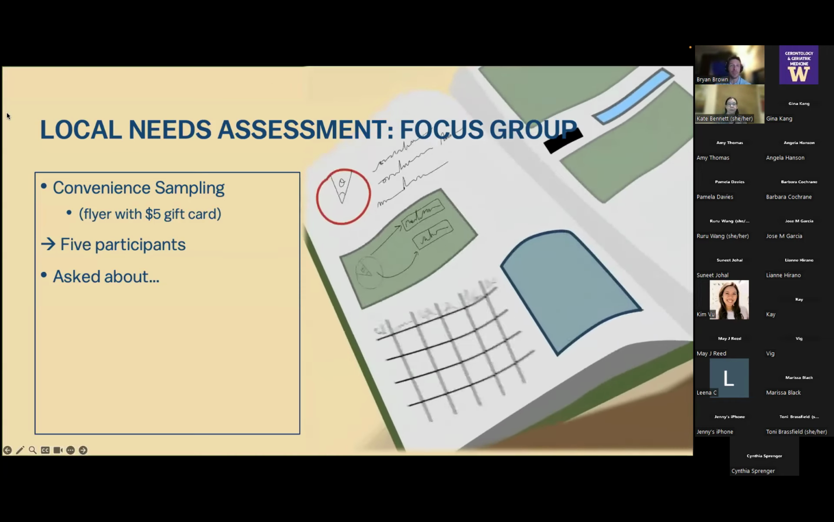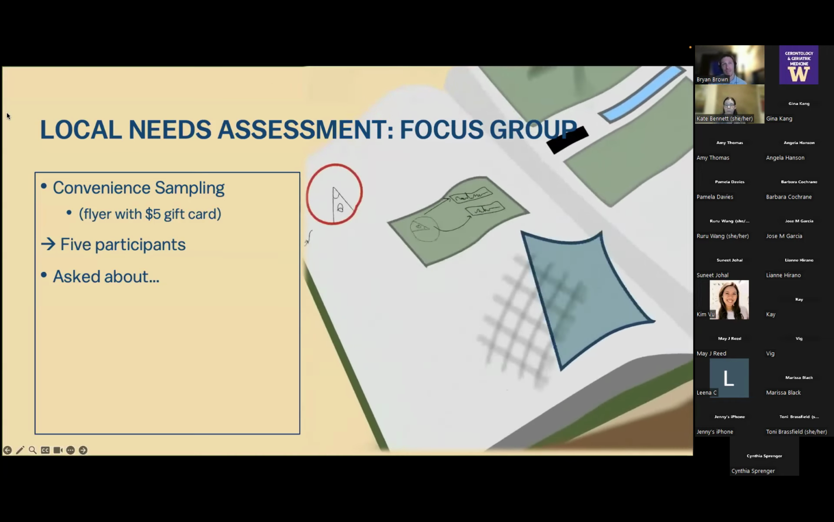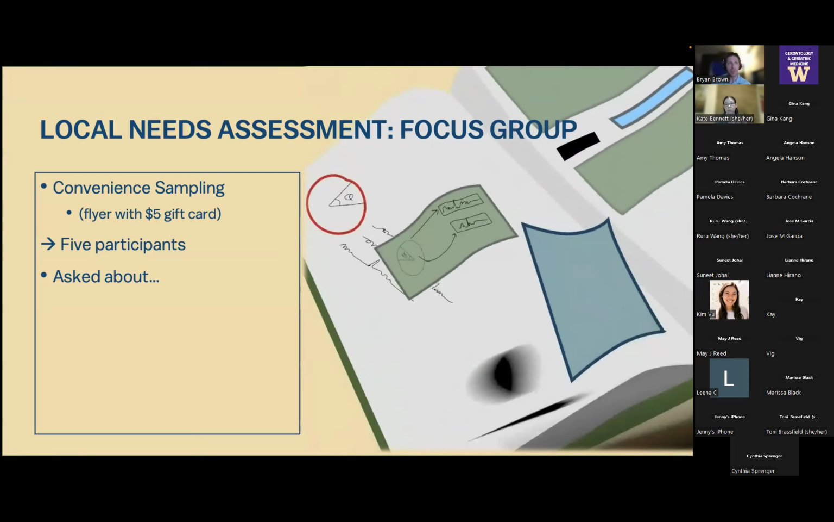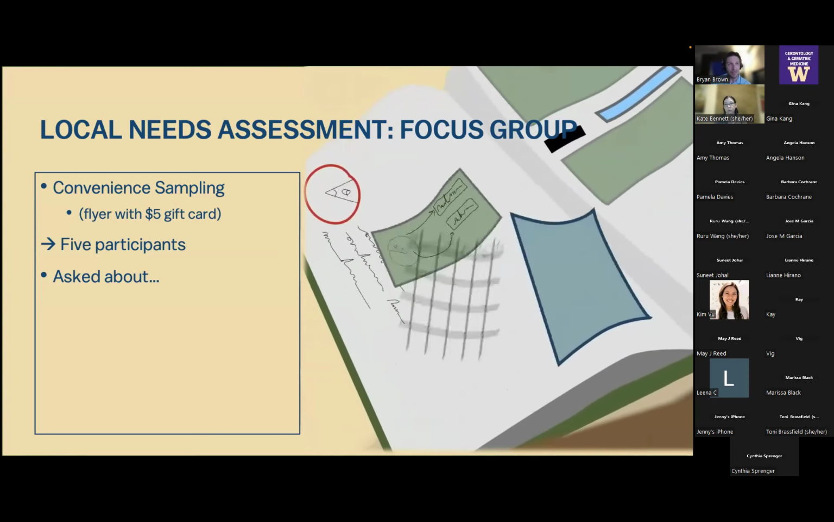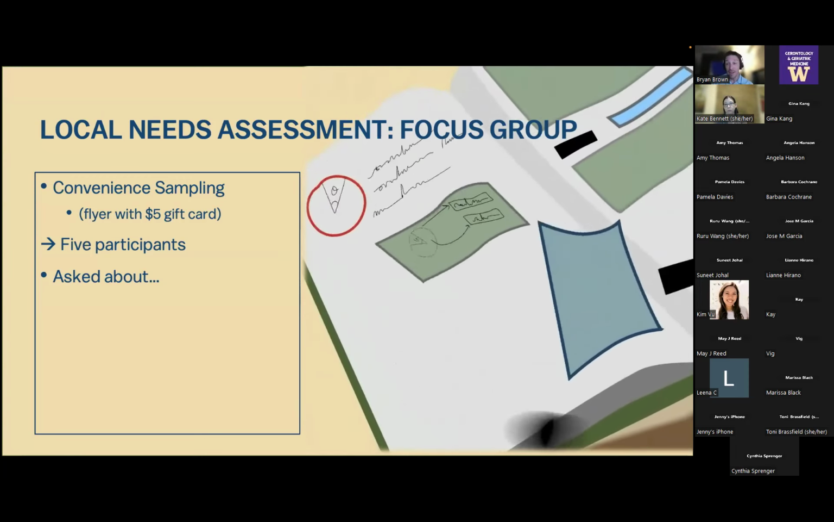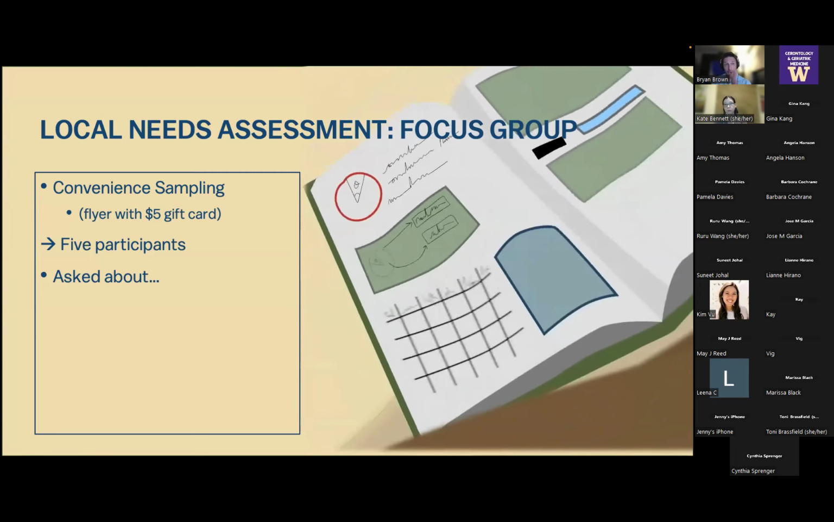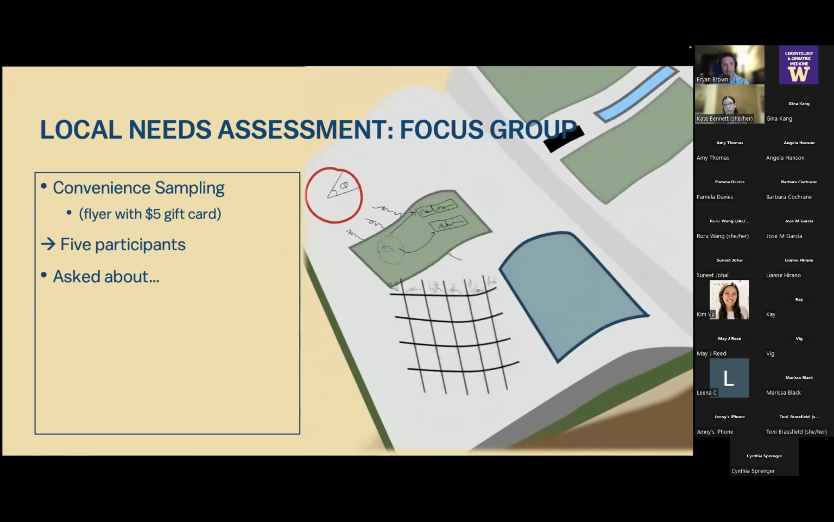For local needs assessment, sometimes in a curriculum you might use surveys or focus groups. So we did a focus group, and we just used convenience sampling. We had a flyer. We said you get a $5 gift card. We got 5 participants of nursing students at the community college who had already completed the existing curriculum.